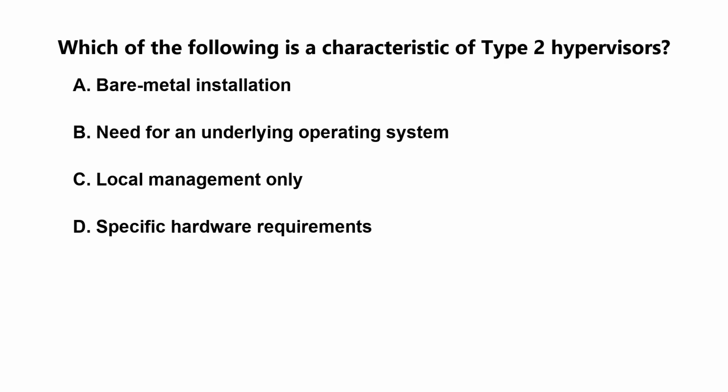Option B, need for an underlying operating system. Option C, local management only. Option D, specific hardware requirements. The correct answer is option B, need for an underlying operating system.